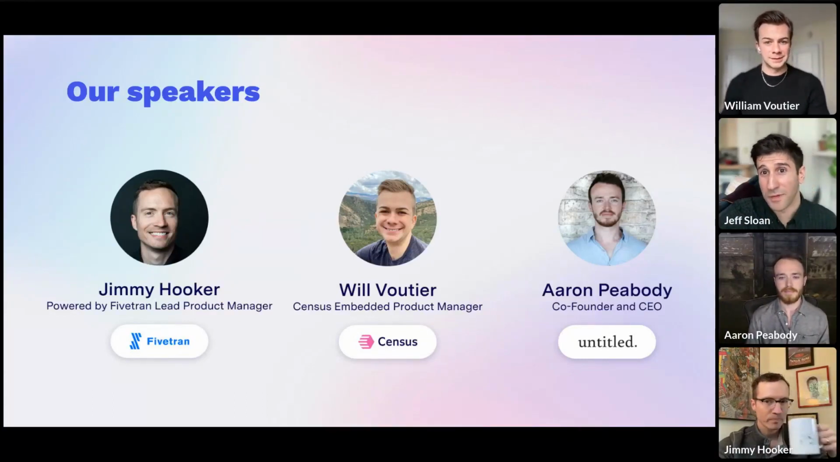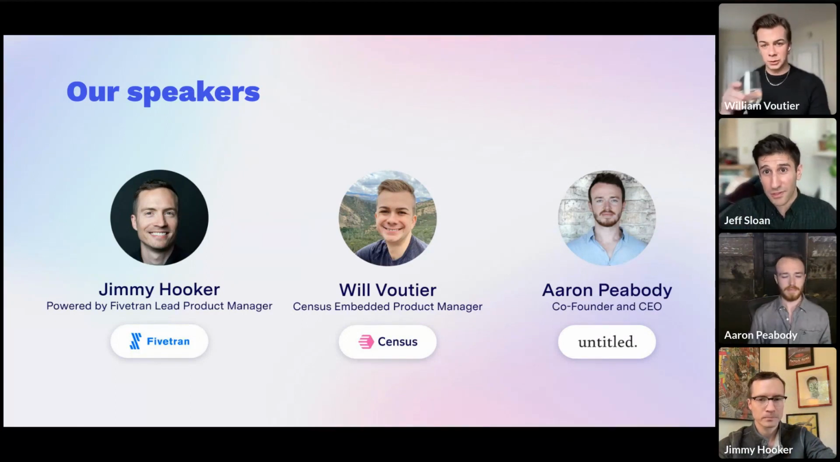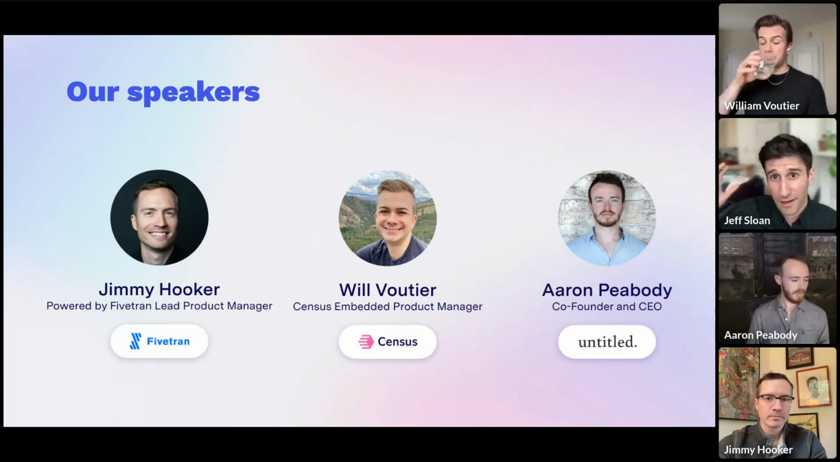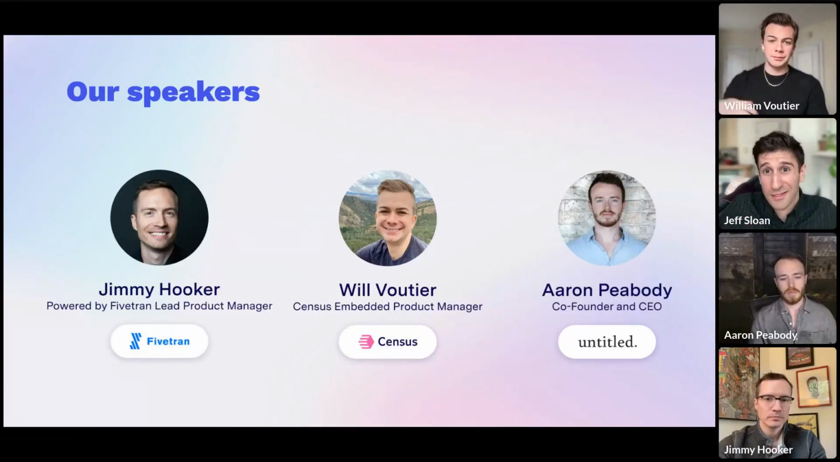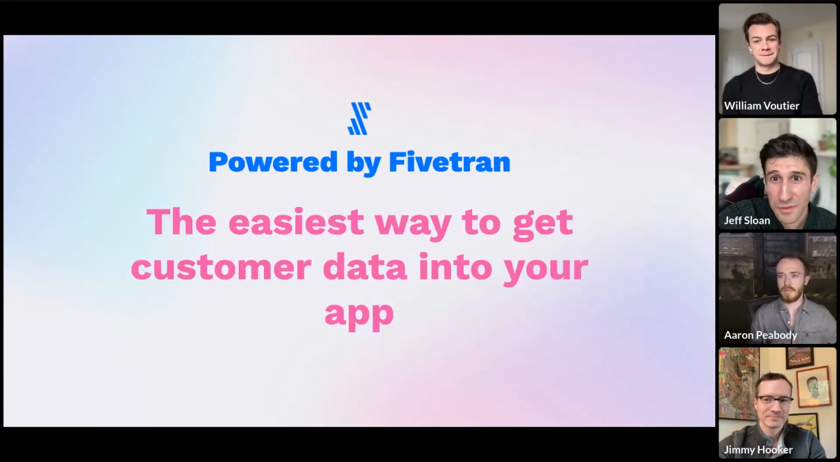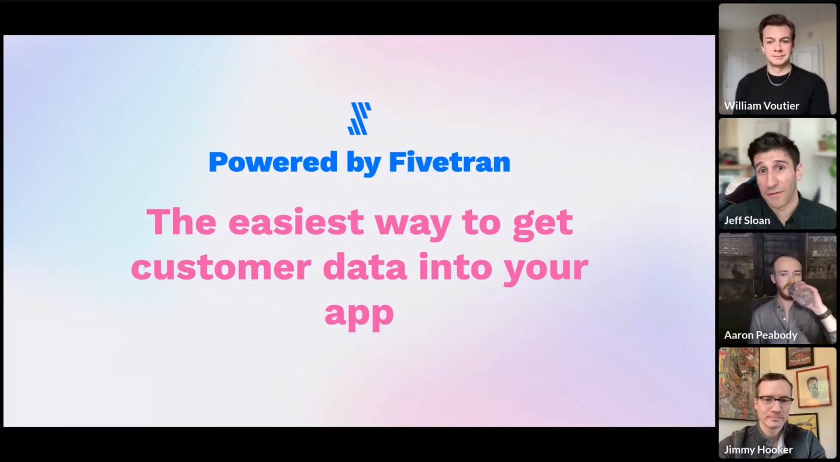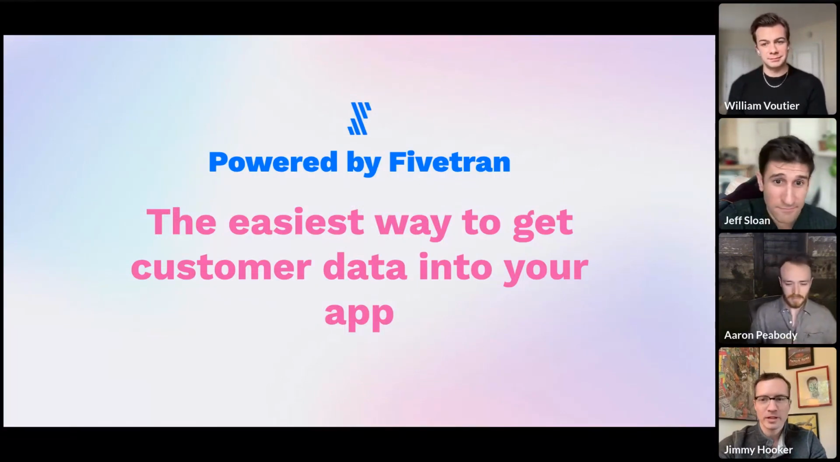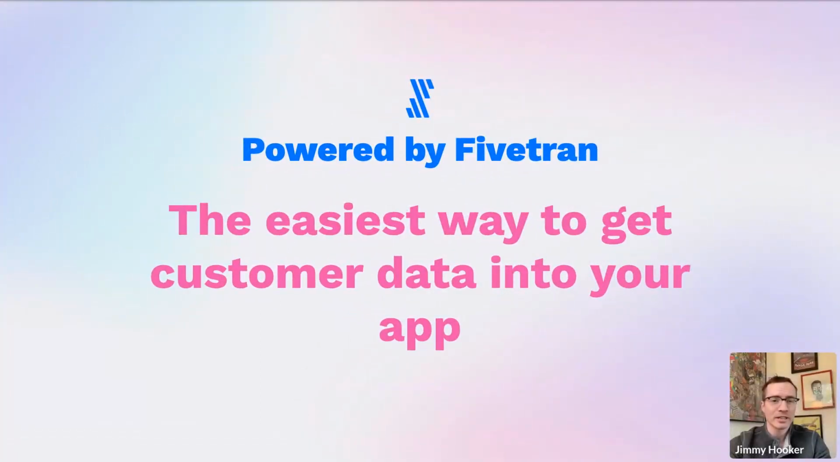Amazing. Before we jump into how Untitled is using these two products of Census Embedded and Powered by Fivetran, what are these things? We're going to pass it off to Jimmy to speak a little bit about Powered by Fivetran. Great. Thank you, Jeff. So yeah, Powered by Fivetran is really the easiest way to get customer data into your application. So what does that mean? Well, just like if you needed financial information in your application, you'd head over to Plaid. We solve the same problem for all your other data needs.